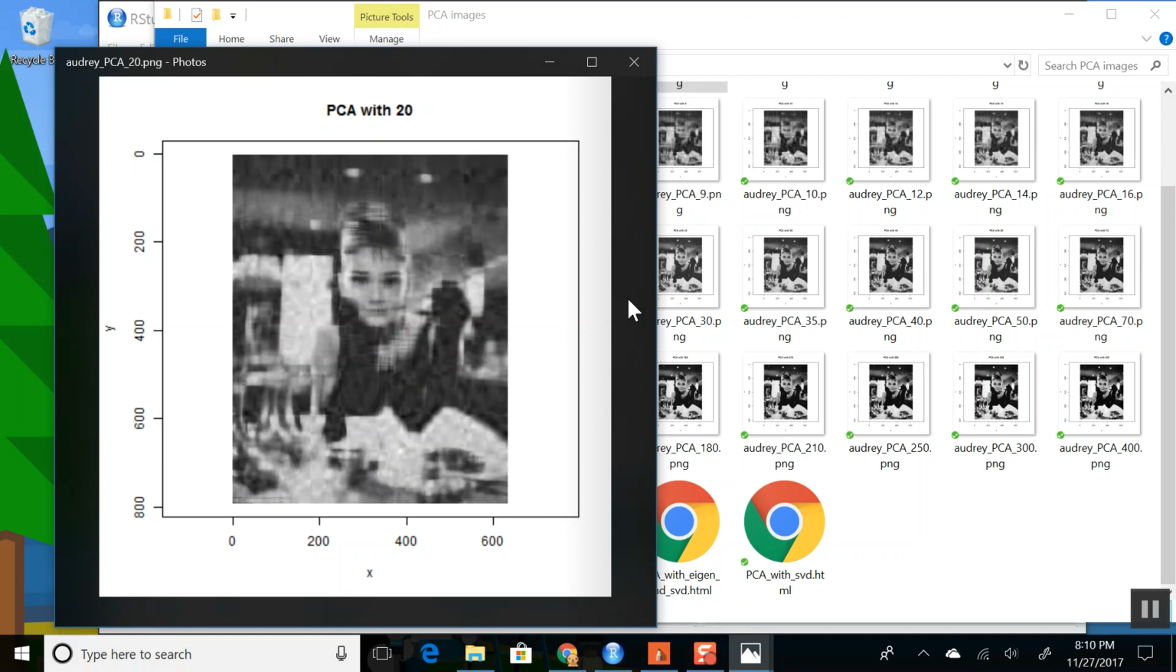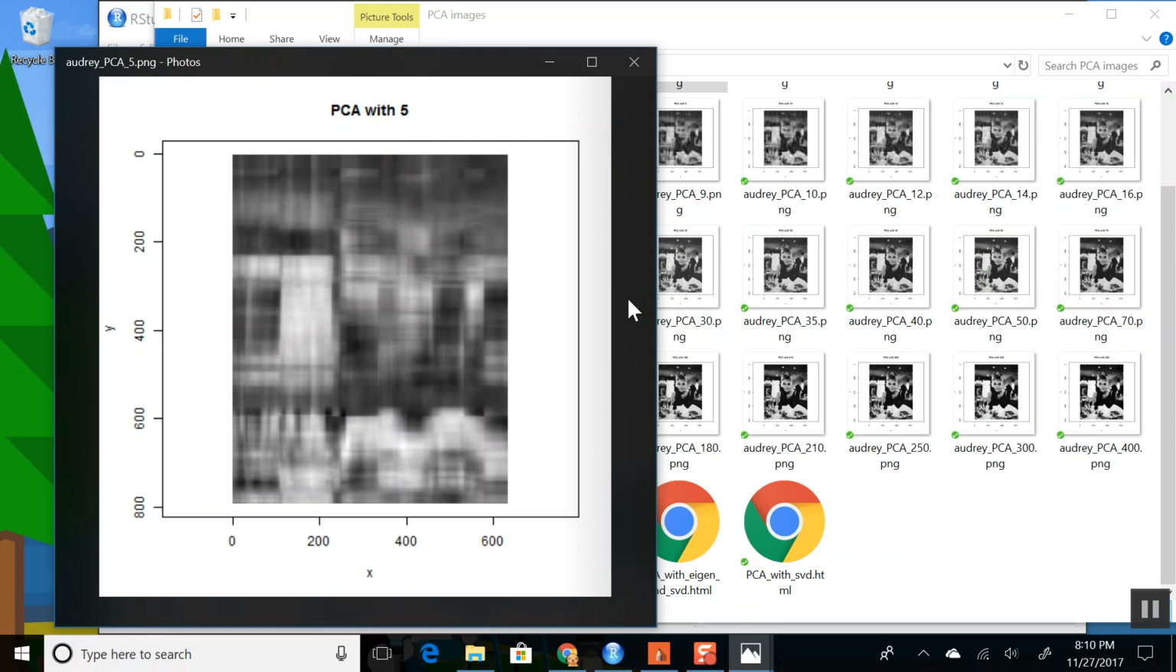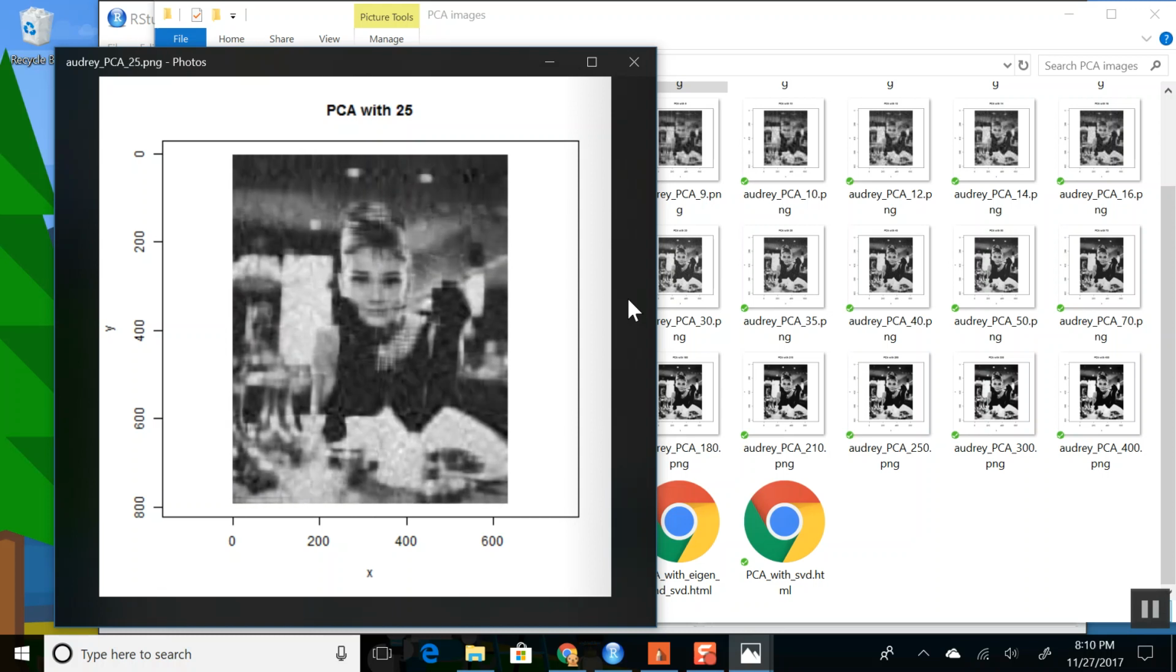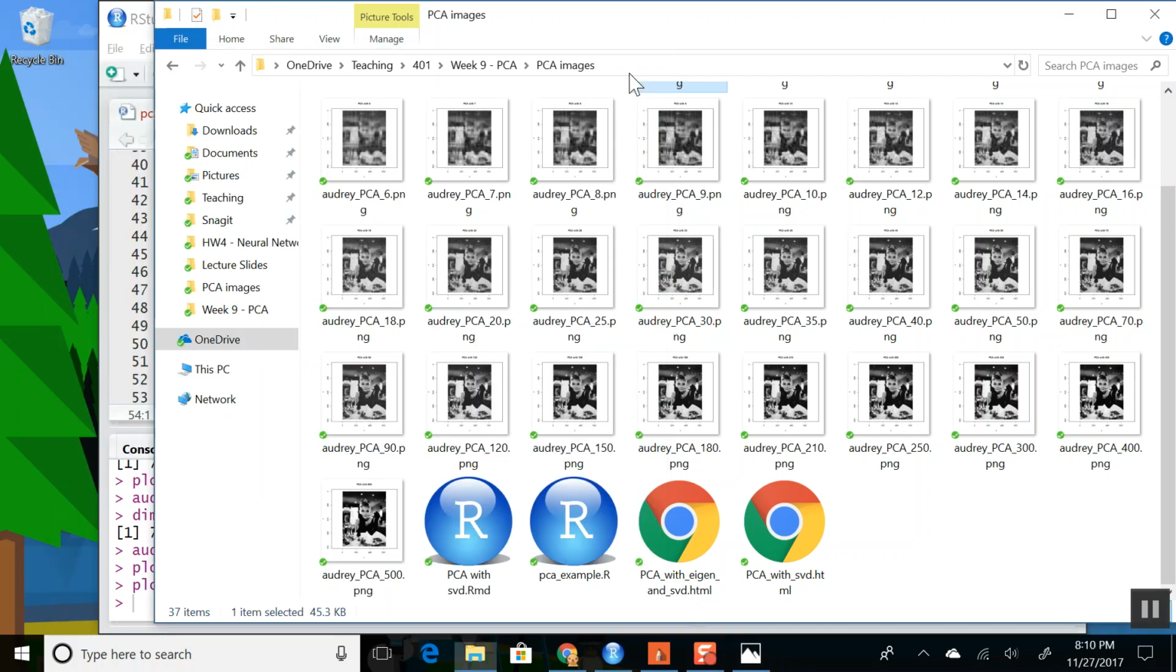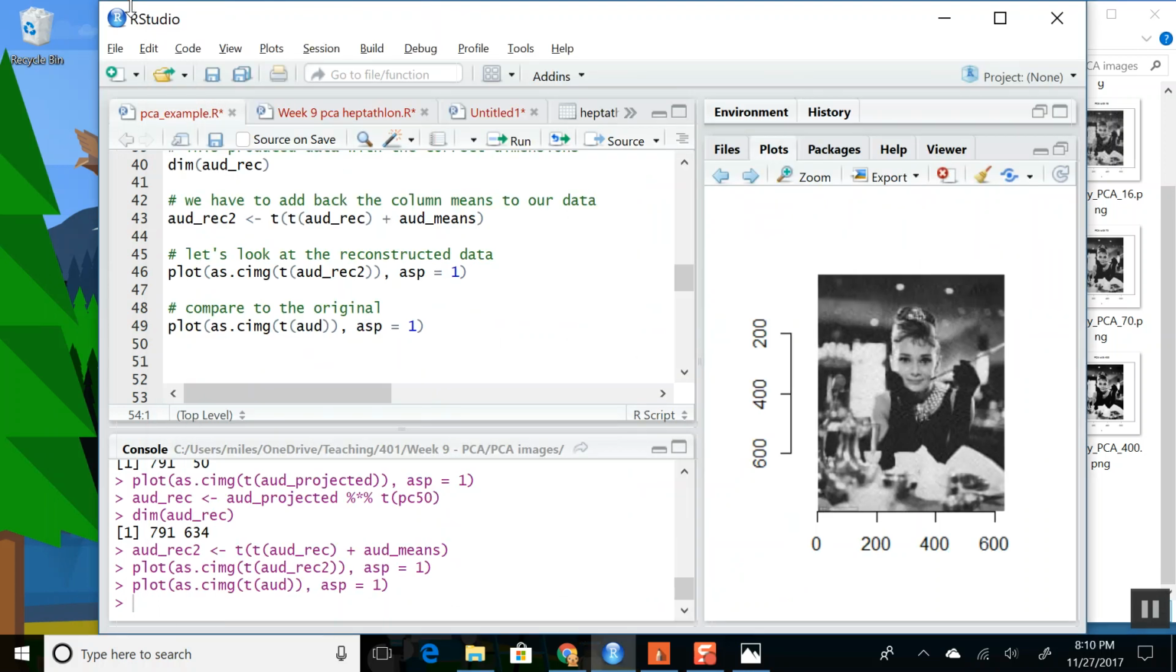But you can see as we reduce the number of principal components, the quality of the image does degrade. But you can also see how we can successfully project the data down onto something of fewer dimensions and still preserve what we might consider interesting features of the data.